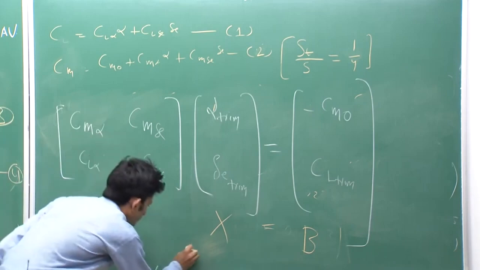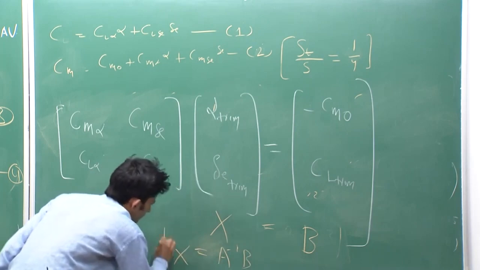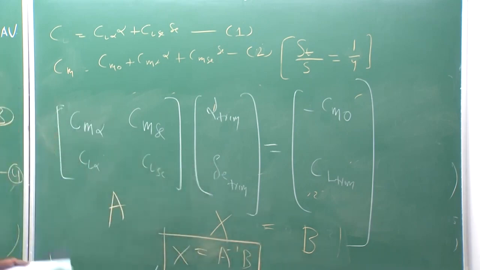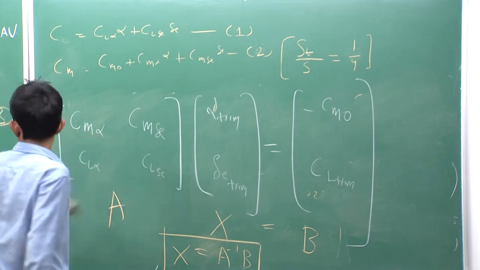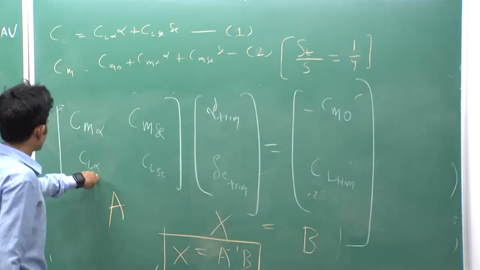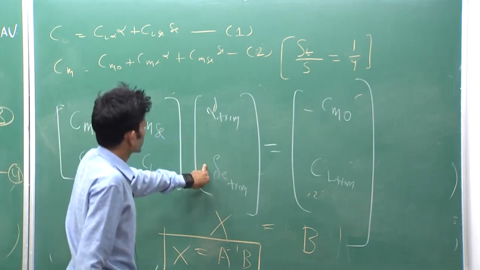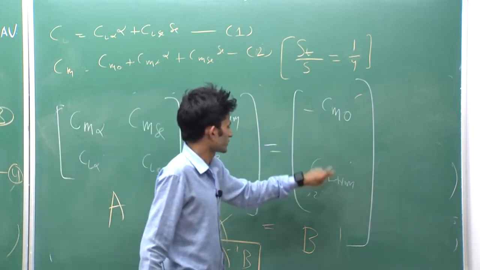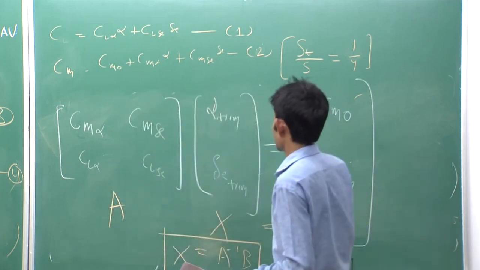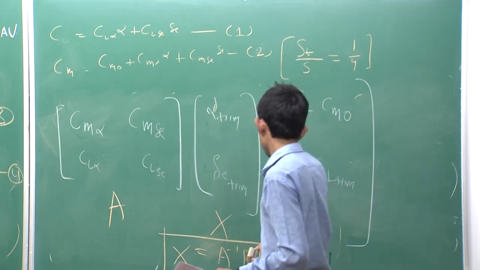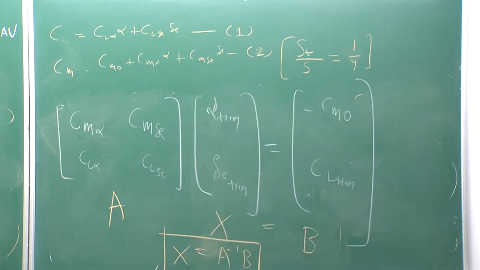So you want X, right? So X will be A inverse B. This will be your solution. In this equation you already know Cm alpha, Cm delta E, which we found just before. Cl alpha you know, Cl delta E we found just before. Alpha trim, delta E trim we want. Cm naught we know, Cl trim we know. So put all the values in this matrix, take the A inverse, multiply by the B matrix, and you will get the answer.